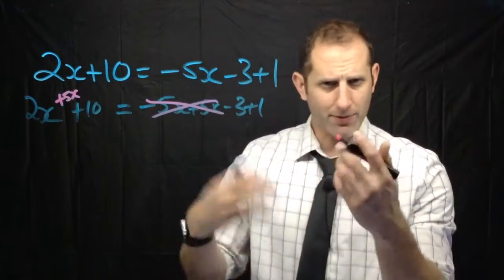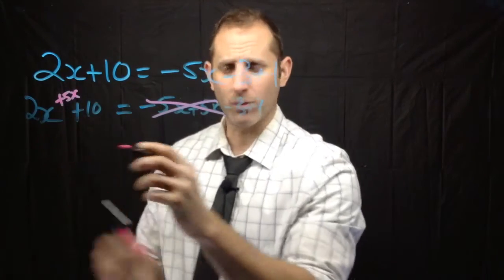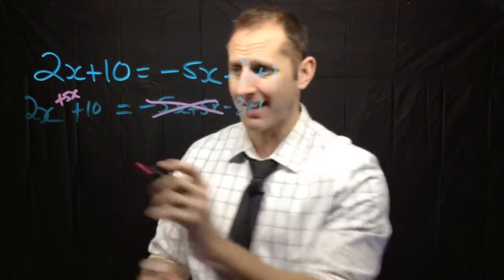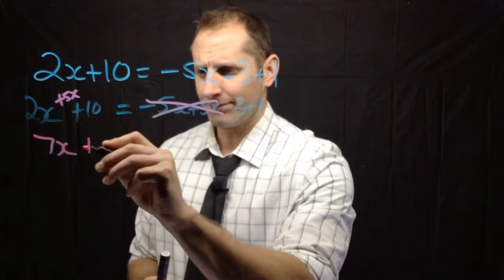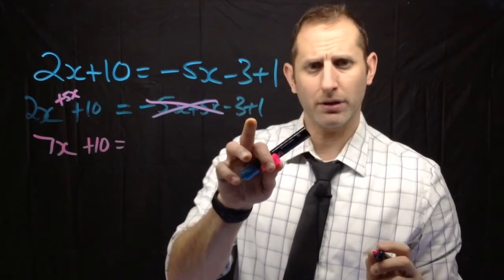So let's rewrite this equation. I'll do it in pink. We have 2x plus 5x. Well, if I add 2x's and 5x's together, that is 7x's all together. But then I have this plus 10. And on this side, I've got negative 3 plus 1.